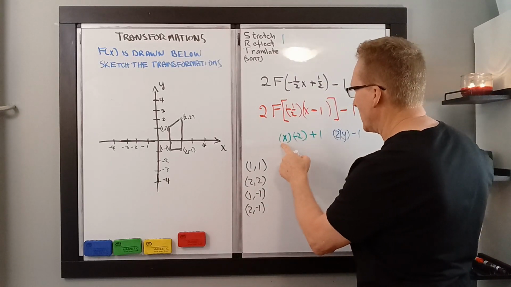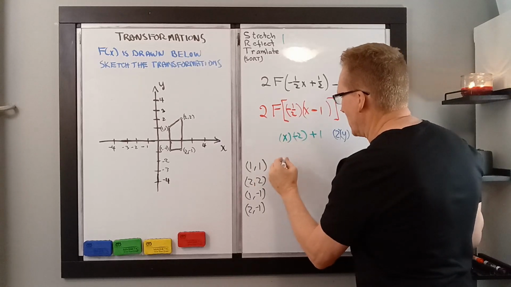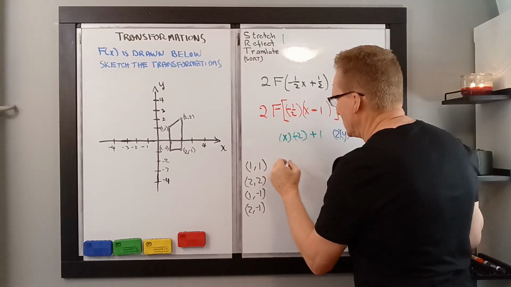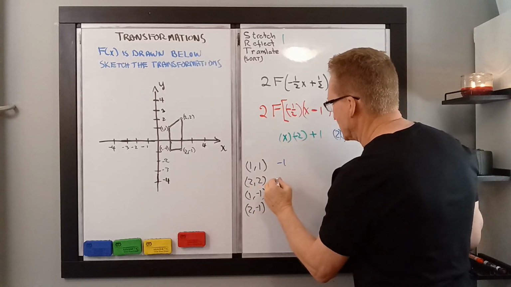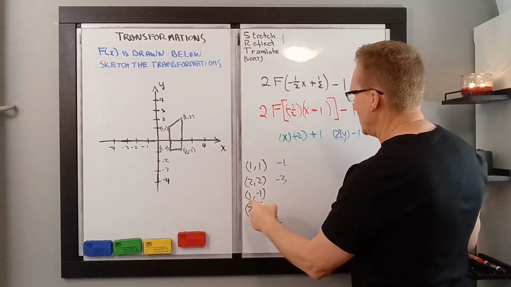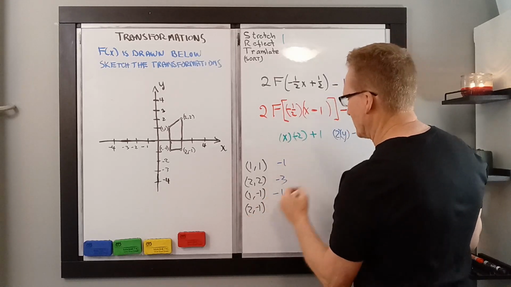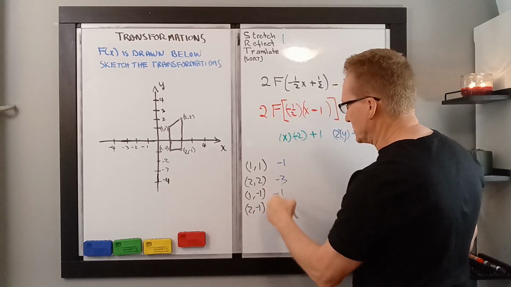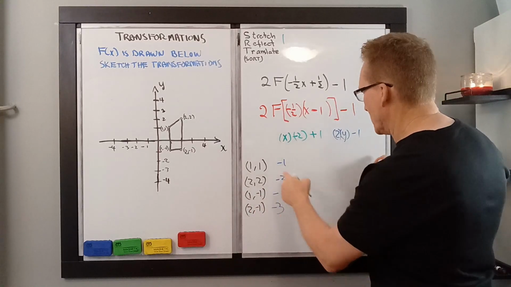It's fairly straightforward. 1 times minus 2 is minus 2, plus 1 is minus 1. And then this over here is minus 4 plus 1 is minus 3. This again is minus 2, so minus 1. And this is the same as that, minus 4, minus 3. I would always double check them like that, so that if you make a mistake, you're not just copying.